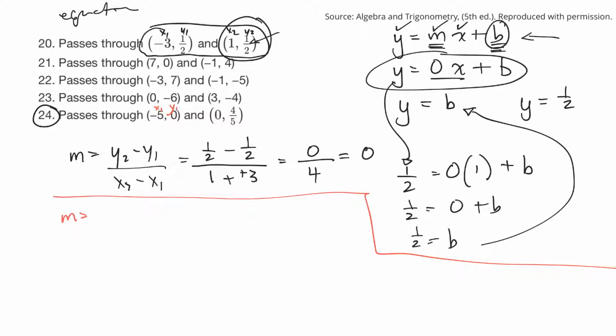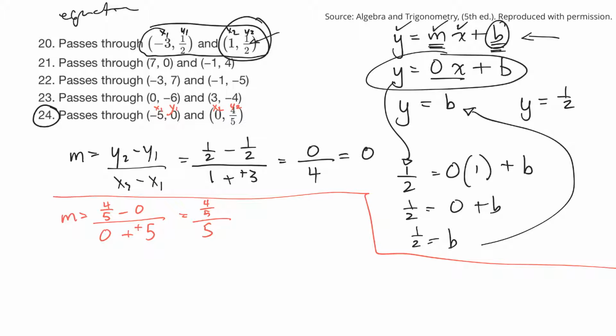So slope is y2, let me just put these x2, y2. So y2, that would be 4/5 minus y1, which is 0, over x2, 0, minus x1, -5. So I'll have 4/5 over 0 plus 5, so it'll be 5.